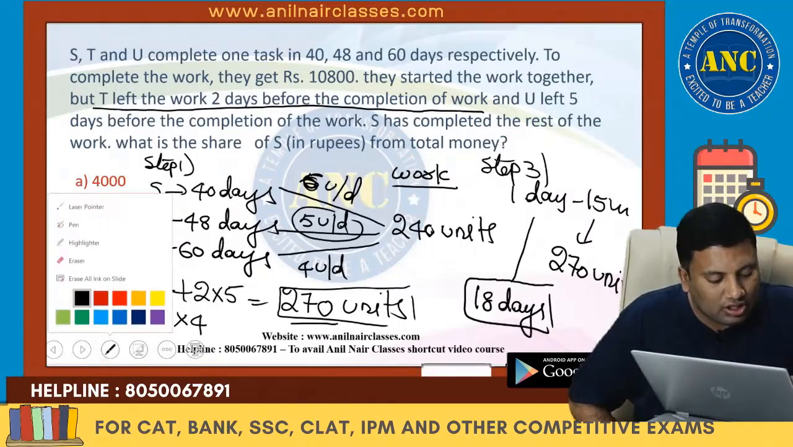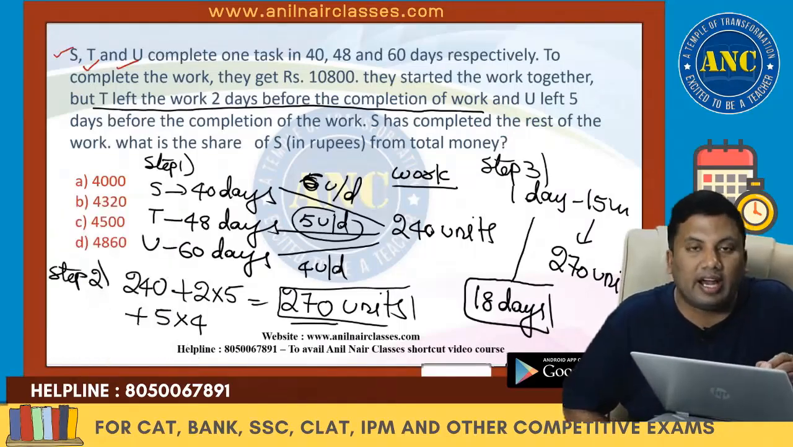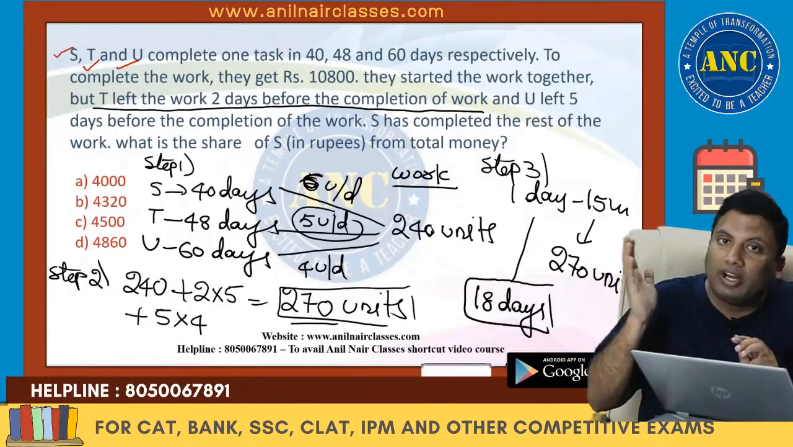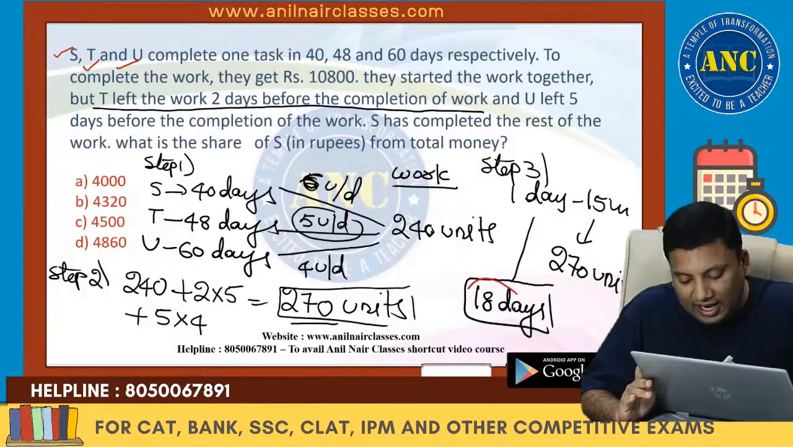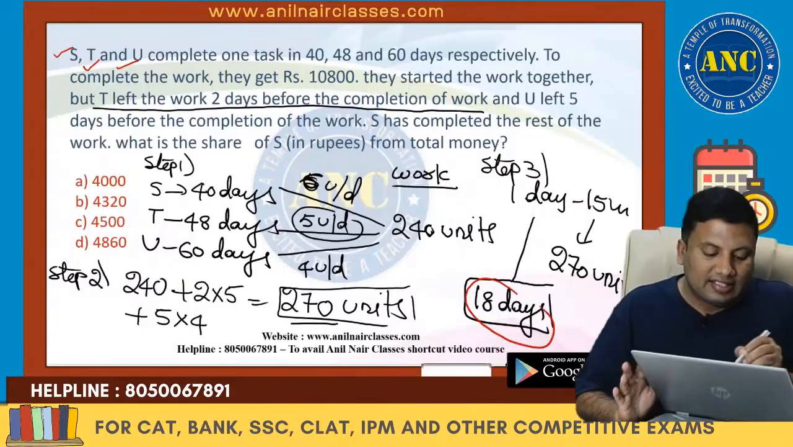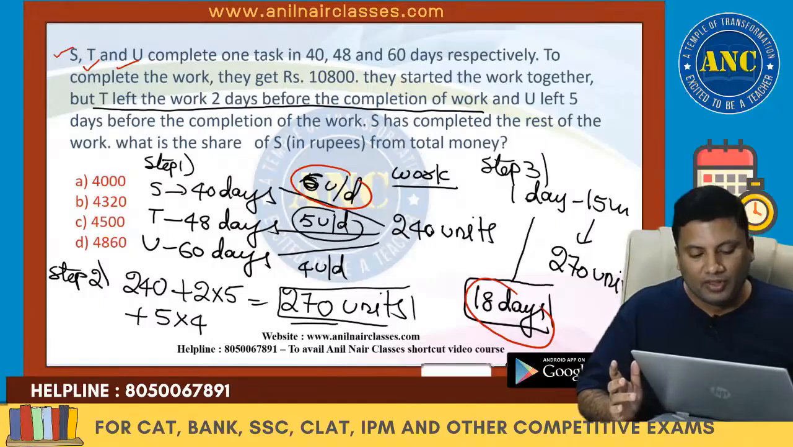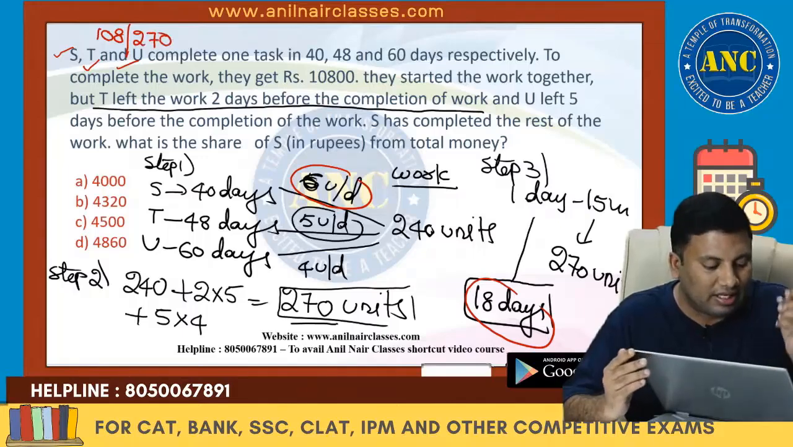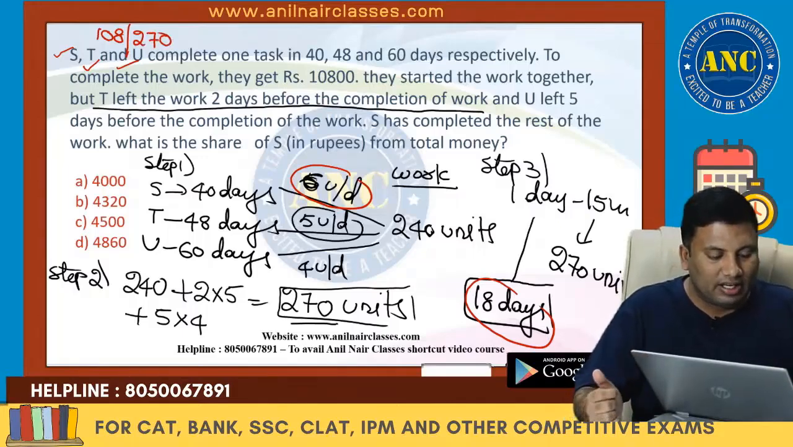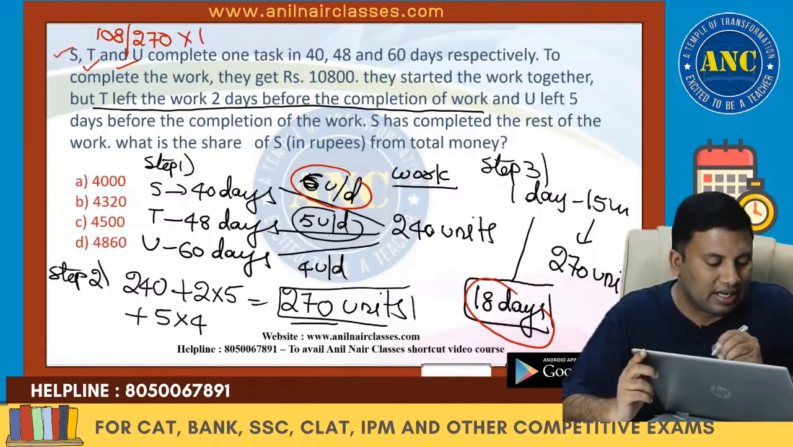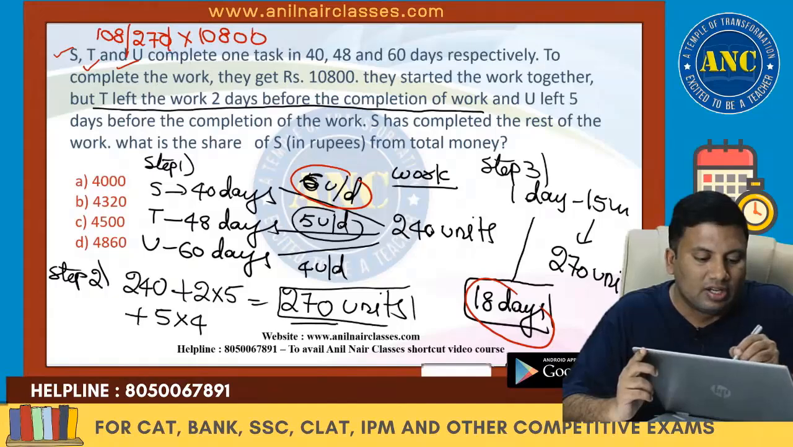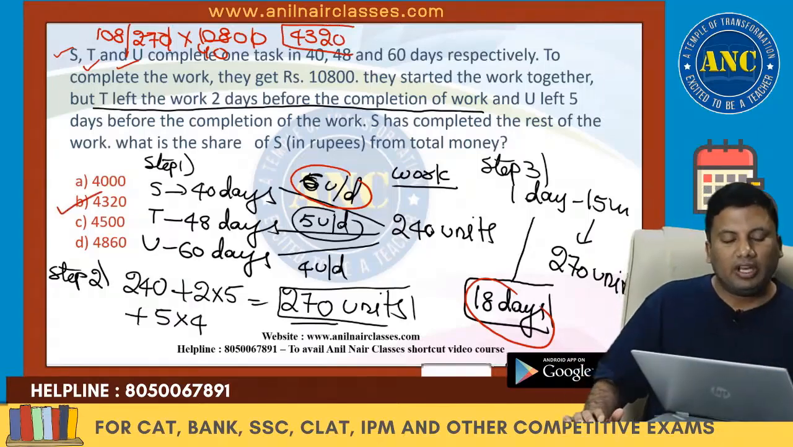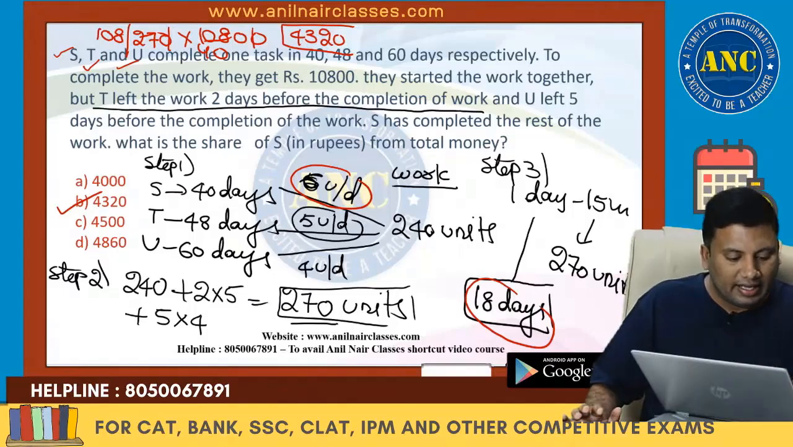Now, if you see in the question, 3 people have started, S, T and U. T left and U left. S did not leave. That means S continuously worked for 18 days. Every day it is 6 units per day. In 18 days, he will do total 108 units out of 270 units. Out of 270 units, into 10,800, into 40. So the answer is 4320. His share is 4320. I hope the idea is clear.